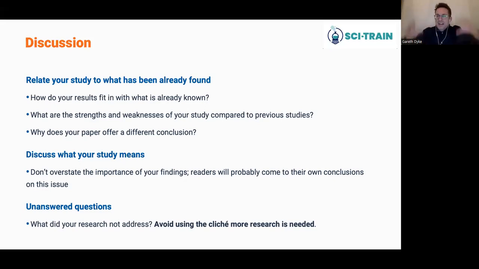That's boring. That's obvious. Of course, further research will be required. That's a very weak way to end an academic paper. You're running a race. And just like running a race, you want to finish strong.